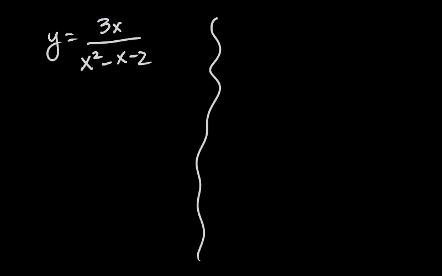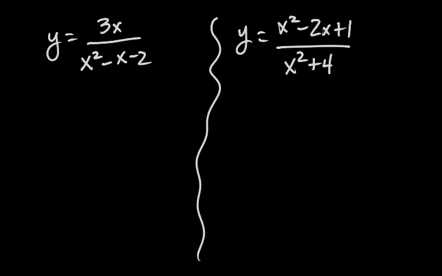Let's look at two problems that are a little bit more involved. So they would be these ones. Y equals 3x over x squared minus x minus 2. And then let's do another one. Y equals x squared minus 2x plus 1 over x squared plus 4x.